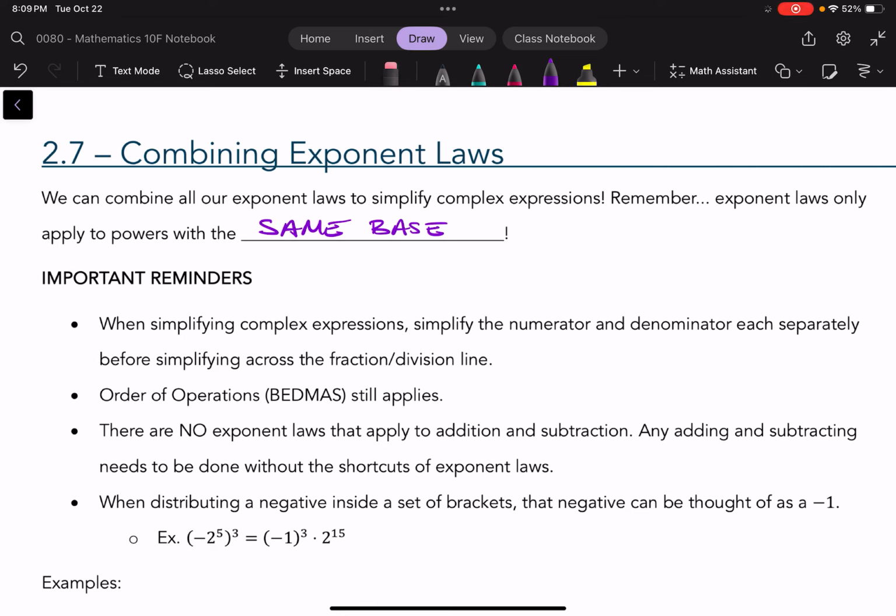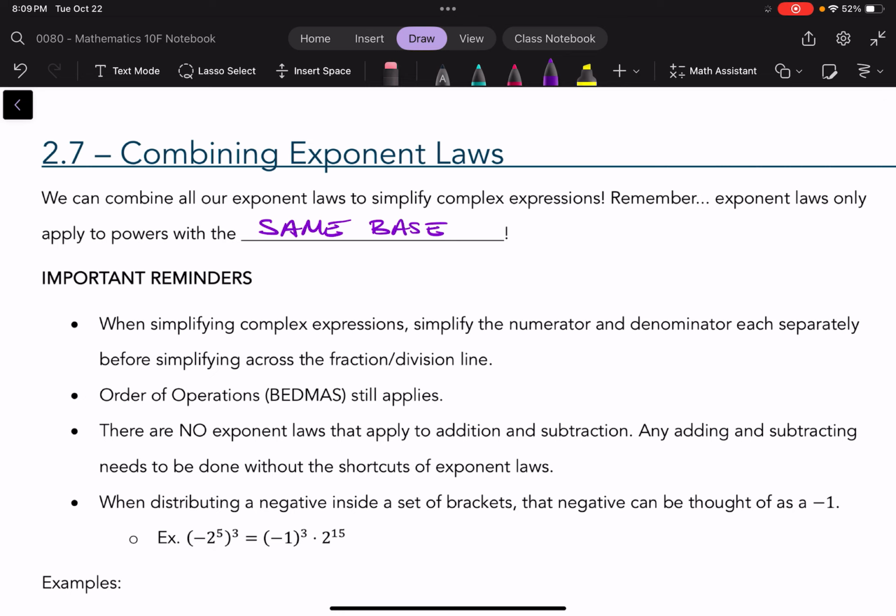The order of operations totally still applies, so that absolutely has to be respected in any operation that we do in math. And these exponent laws that we have, they apply to multiplication and division, and that's because exponents themselves are based on repeated multiplication. So exponent laws do not apply to addition and subtraction.